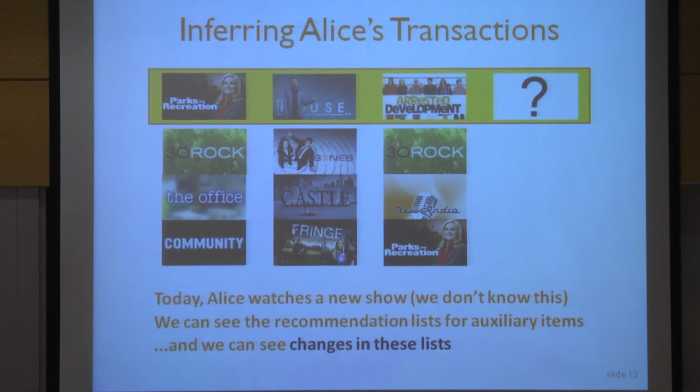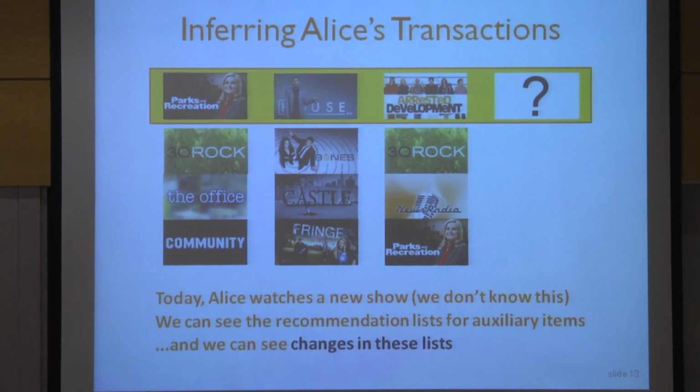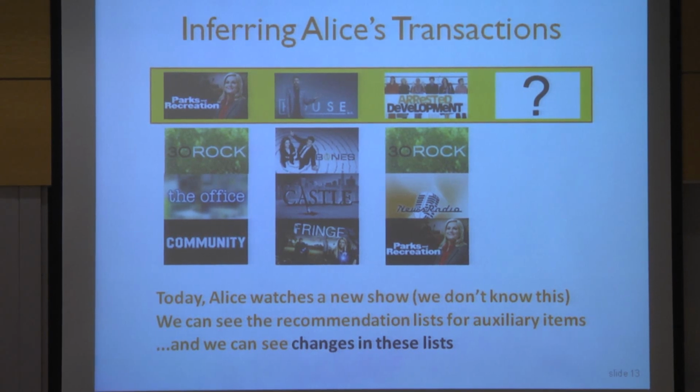So what can we infer from this? Actually, there is so far not much we can infer from it. Is it that more people, somebody who watched Parks and Recreation, also liked The Office, or a few people did, and so on. But the important thing is that by watching over time, we can see changes in these lists, and we can record them. And in order to infer Alice's transactions, what do you think we need to be looking for? A change in one list is not going to be enough.